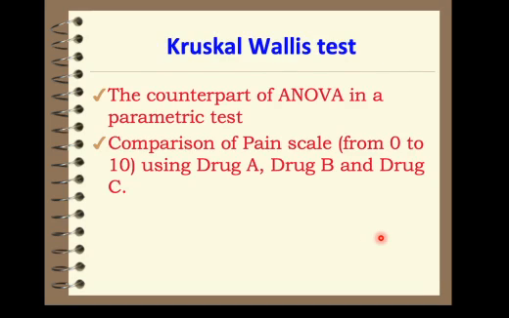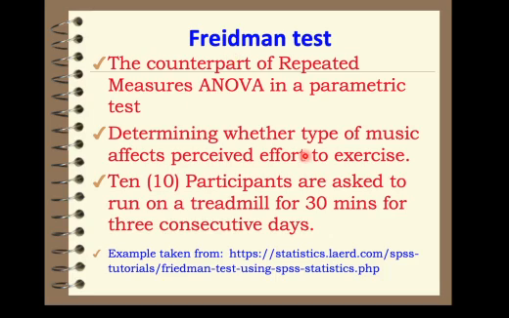So, as we told you, Kruskal Wallis is the counterpart of ANOVA in a non-parametric test. As an example, we are talking of three groups of people using drug A, drug B, and drug C. They are independent of each other, and you compare the pain scale from 0 to 10. So you use Kruskal Wallis. Now, Friedman, as we told you, is the counterpart of repeated measures ANOVA in a non-parametric test.